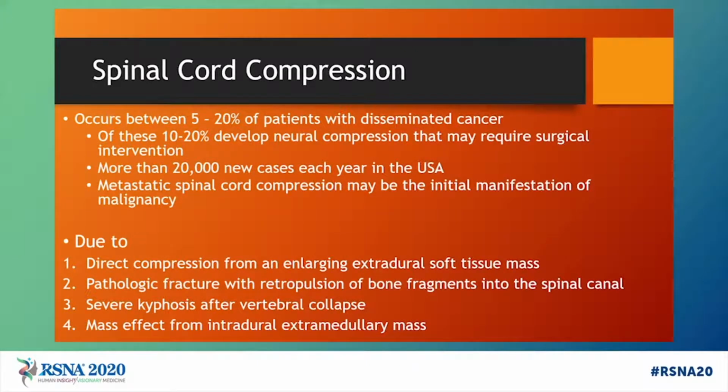Up to 20% of patients with disseminated cancer can experience spinal cord compression. There are approximately 20,000 new cases of spinal cord compression each year in the United States. Several factors may result in mass effect upon the spinal cord, whether due to neoplastic tissue, pathologic fracture with osseous fragments, or alterations in alignment with vertebral collapse.